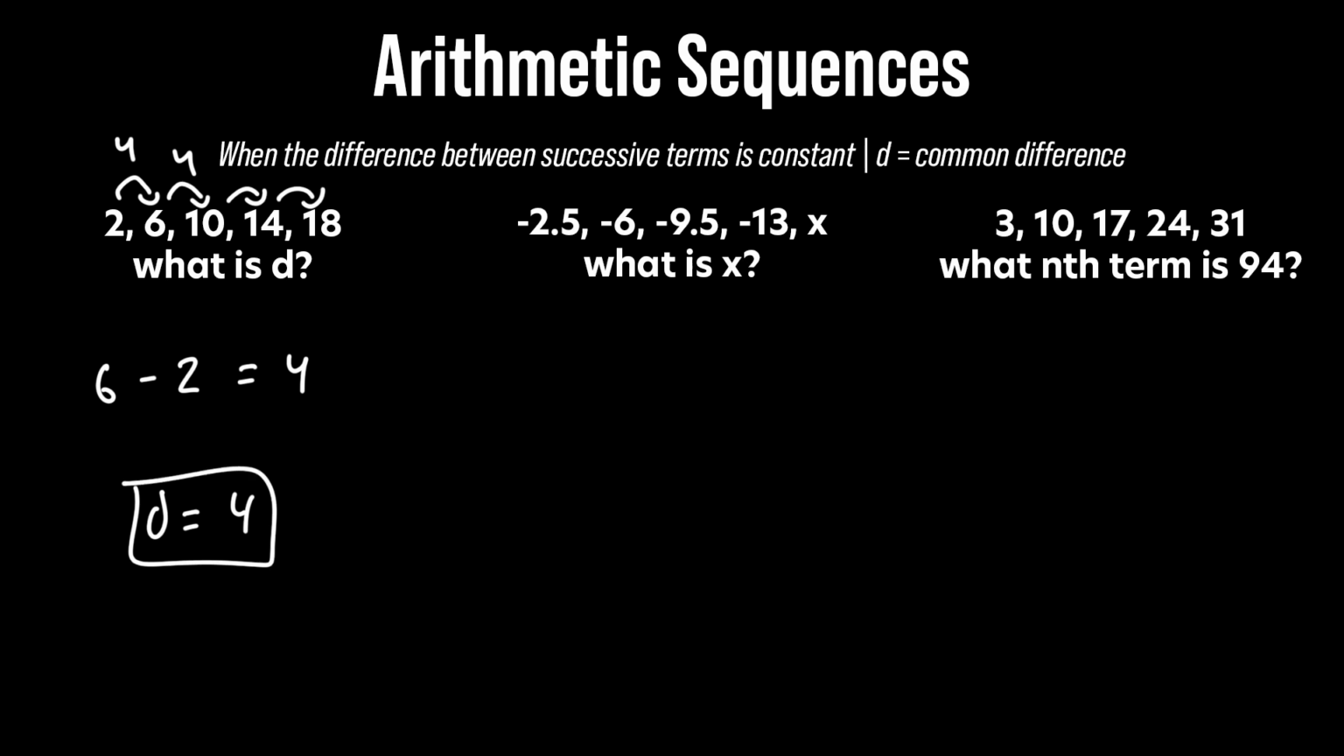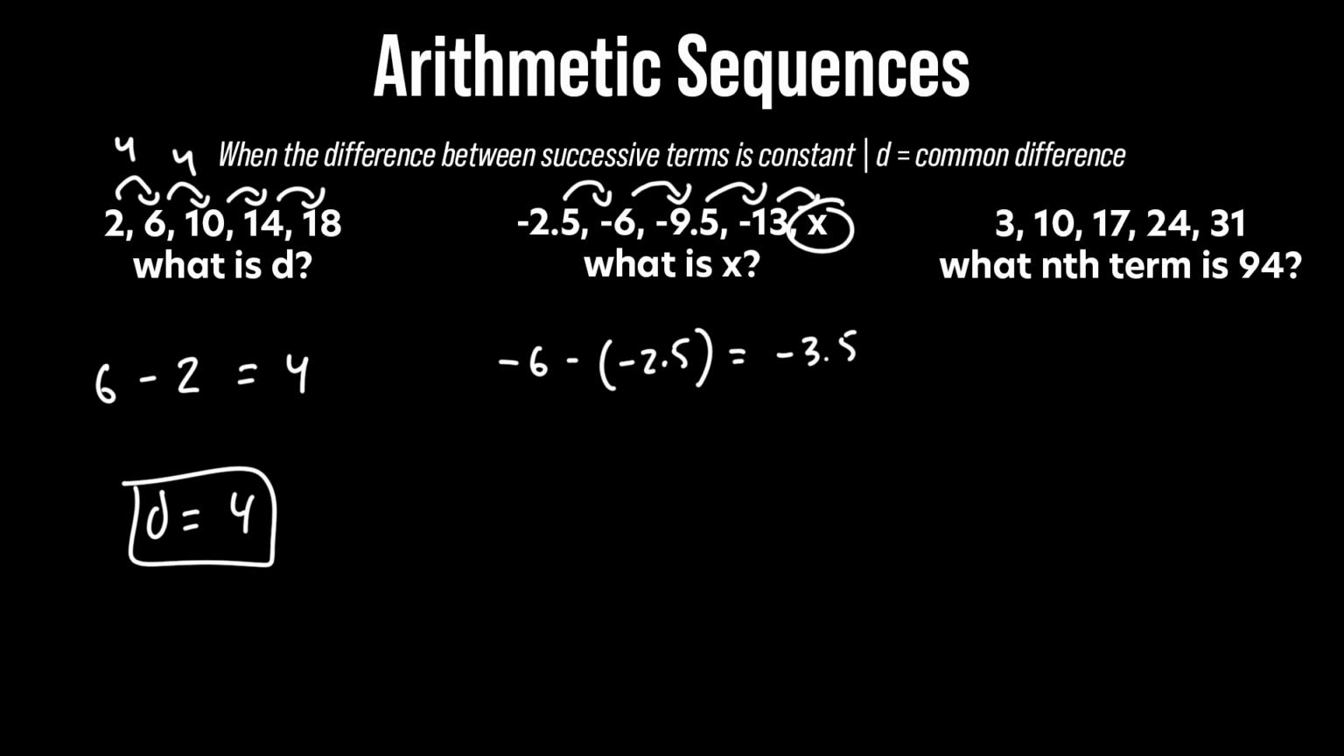How about this next problem? Negative 2.5, negative 6, negative 9.5, negative 13. Let's just take the first two terms and find the difference. Negative 6 minus negative 2.5. That's going to be equal to negative 3.5. We see from negative 2.5 to negative 6, it is indeed negative 3.5, and negative 6 to negative 9.5 is again negative 3.5, and it stays the same.